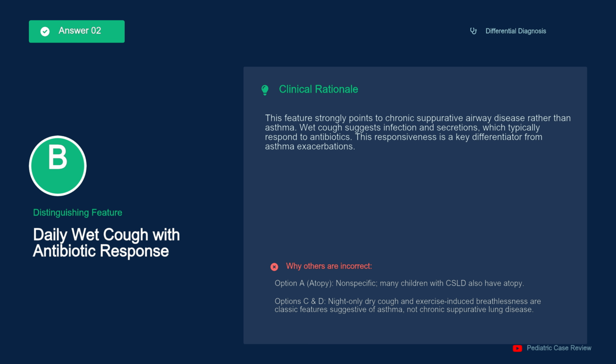Options A, C, and D are either non-specific findings or actually suggest asthma rather than chronic suppurative lung disease. Family history of atopy supports asthma. Night-only dry cough and exercise-induced symptoms are classic asthmatic presentations. The antibiotic responsiveness combined with wet cough quality is the key distinguishing feature.